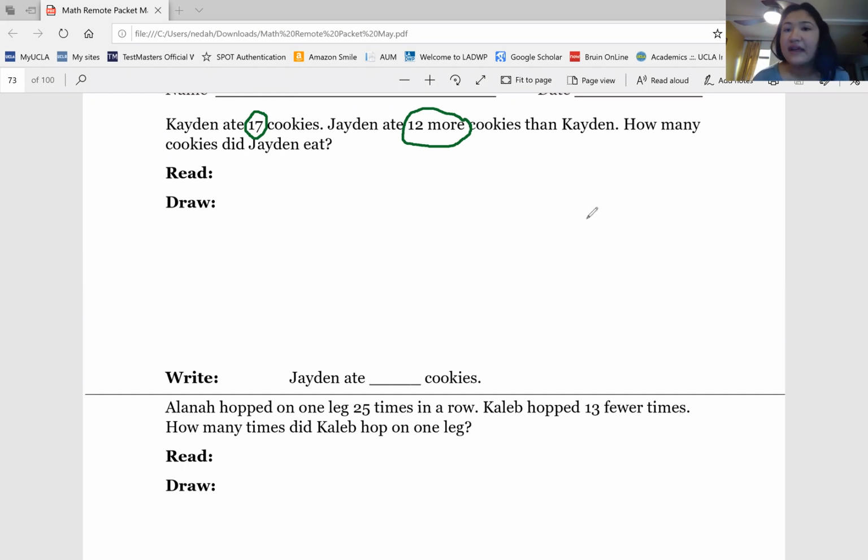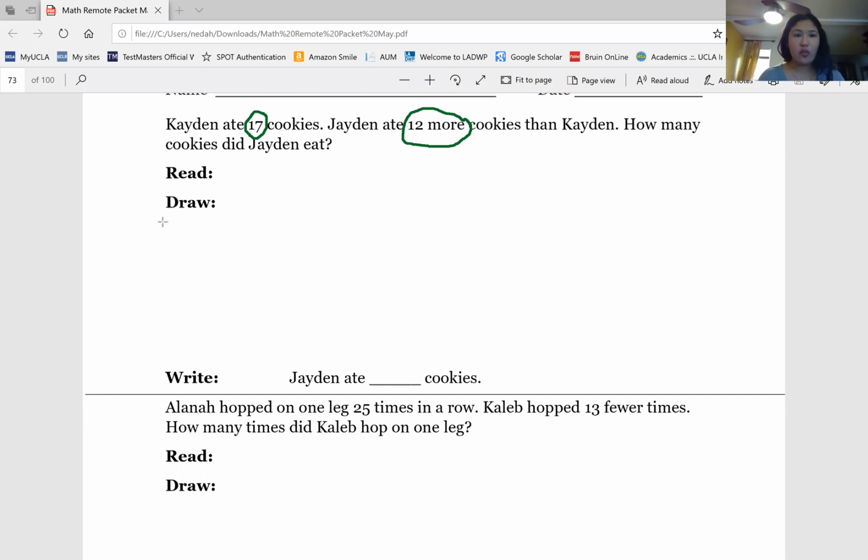Okay, let's keep going. Oh, and then I see the question. It says, how many cookies did Jaden eat? So we're looking for the number of cookies that Jaden ate. I think for this one, I'm going to set up a double tape diagram, because we're not really looking for another part. We're just looking for how many cookies this scholar ate.